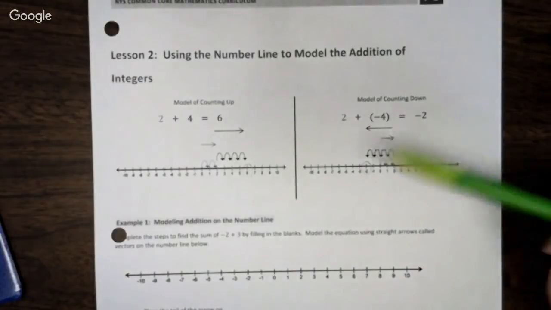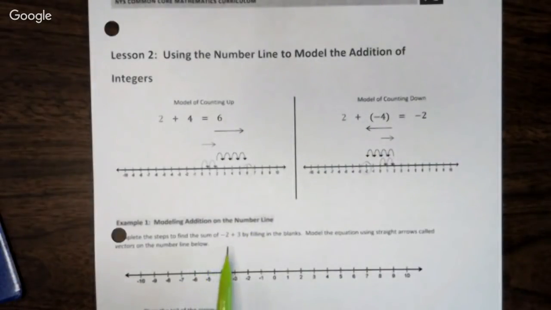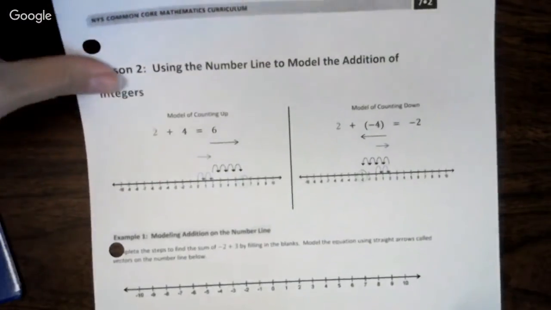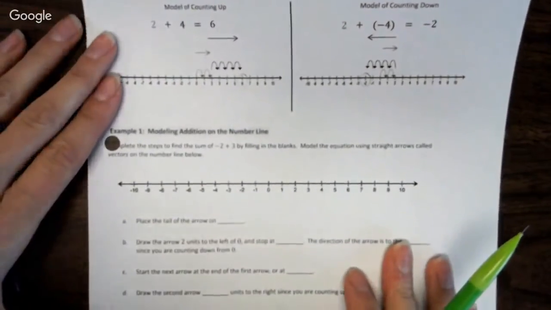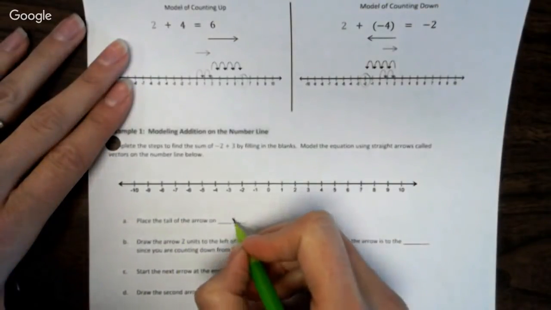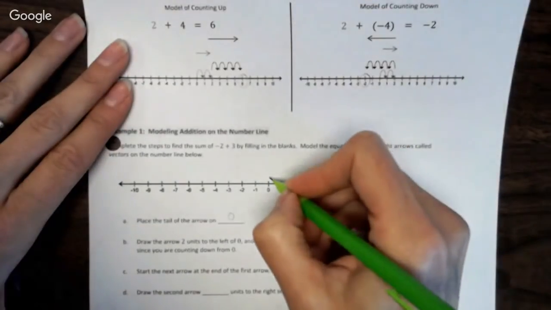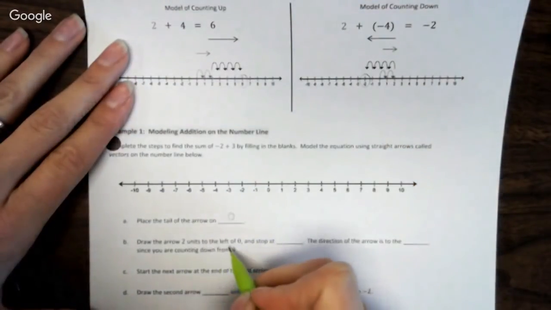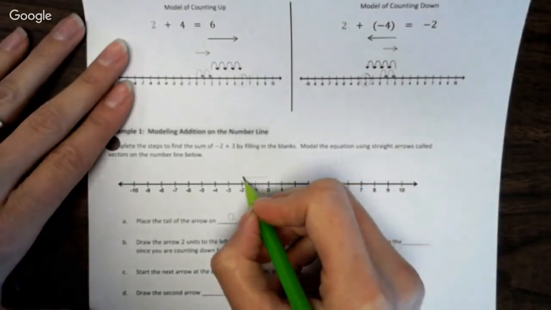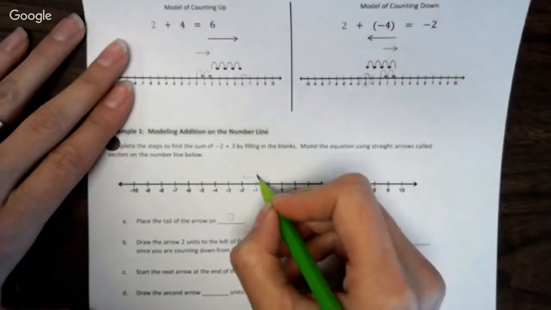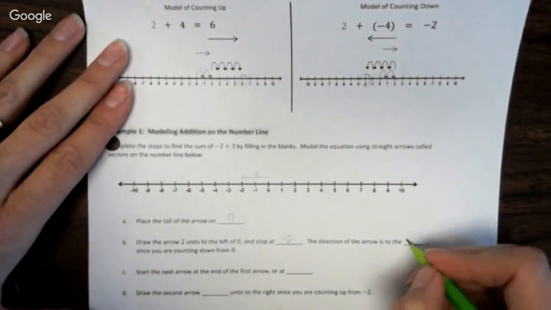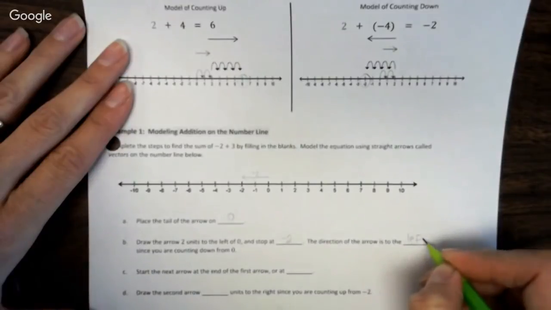All right, so let's start with the first one. Complete the steps to find the sum of -2 plus 3. We're going to fill in the blank as we go to find out what -2 plus 3 is. So it says place the tail of the arrow on 0. We're always starting at 0. And then we're going to draw the arrow 2 units to the left of 0. The reason we're doing that is because it's negative, so we're going to the left. We're going to stop at -2. The direction of the arrow is to the left since you are counting down.